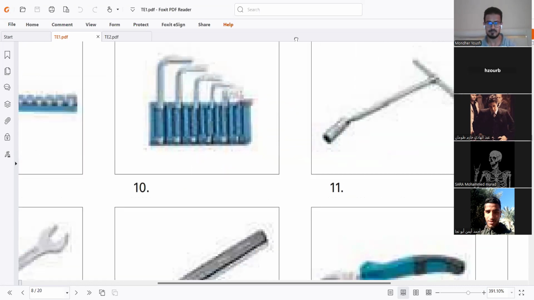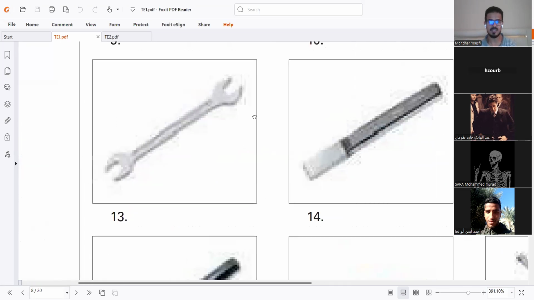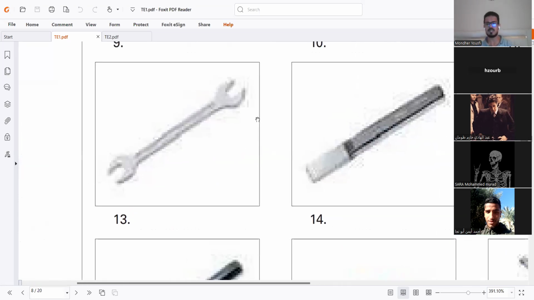Now, if I ask you about 13, for example, what's this? What do we use it for?